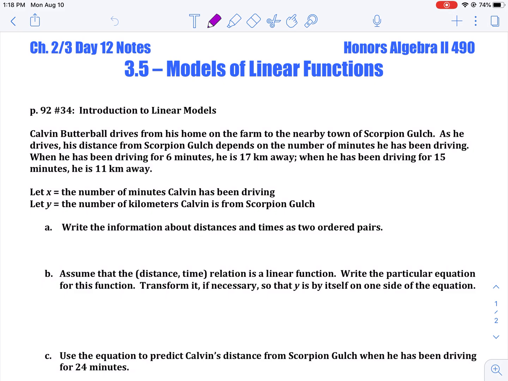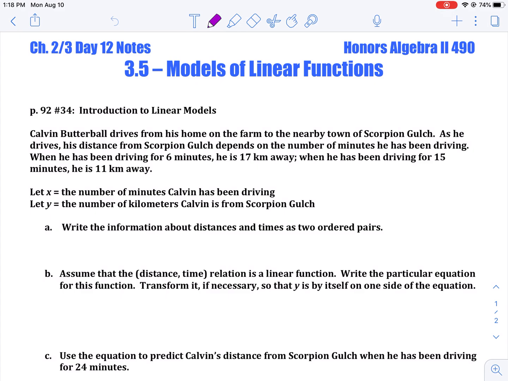This is actually a book problem, so it's on page 92, number 34 if you're interested. Really, it's an introduction to linear models. So Calvin Butterball drives from his home on the farm to a nearby town of Scorpion Gulch. As he drives, his distance from Scorpion Gulch depends on the number of minutes he has been driving. When he has been driving for 6 minutes, he is 17 kilometers away. When he has been driving for 15 minutes, he's 11 kilometers away.